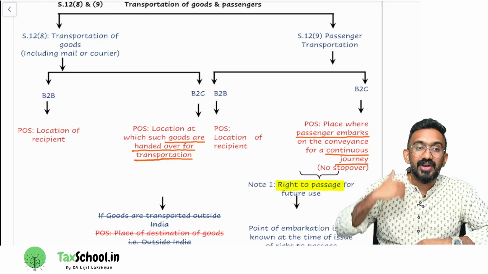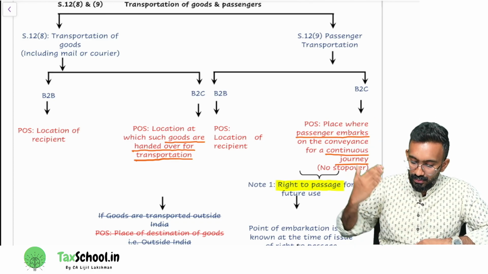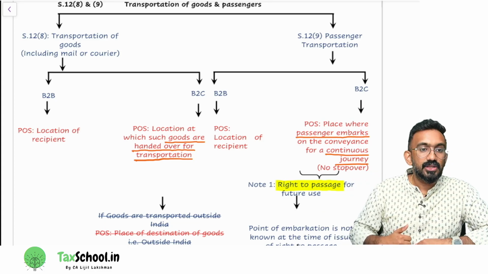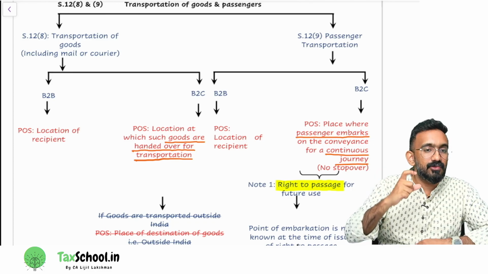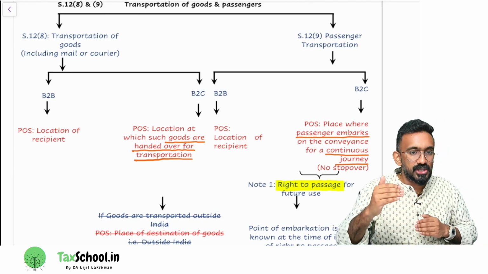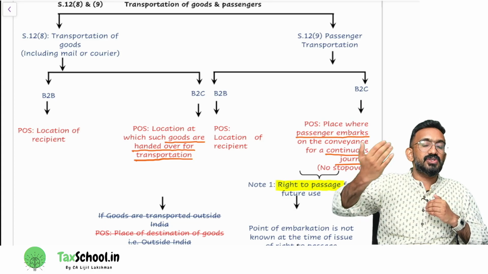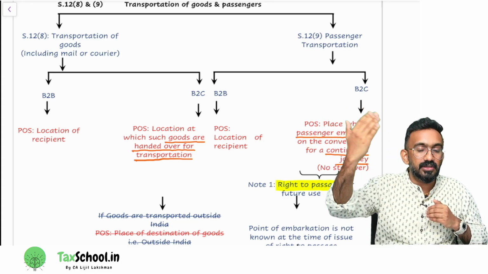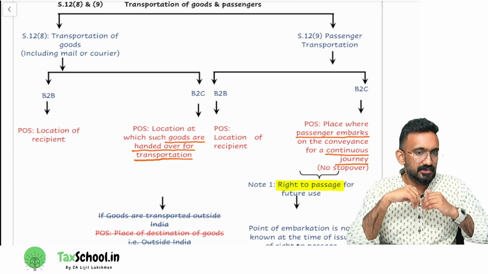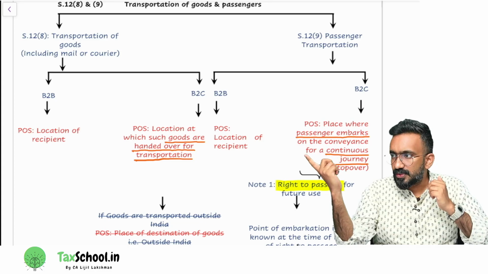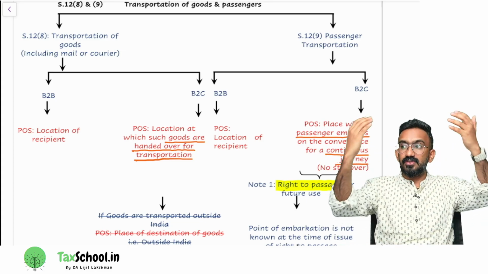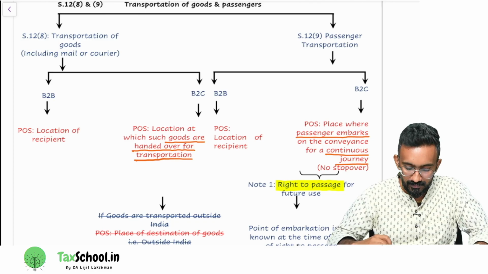Now I'm booking a flight ticket to and from. I'm going to Delhi and coming back from Delhi. This will be treated as two continuous journeys. For going to Delhi, place of supply would be Kochi because I got in from Kochi. And from Delhi to Kochi, the place of supply would be Delhi, where I got into the flight. This is how the provision has been written. Are you understanding? The provision says where the passenger gets into the flight for a continuous journey.